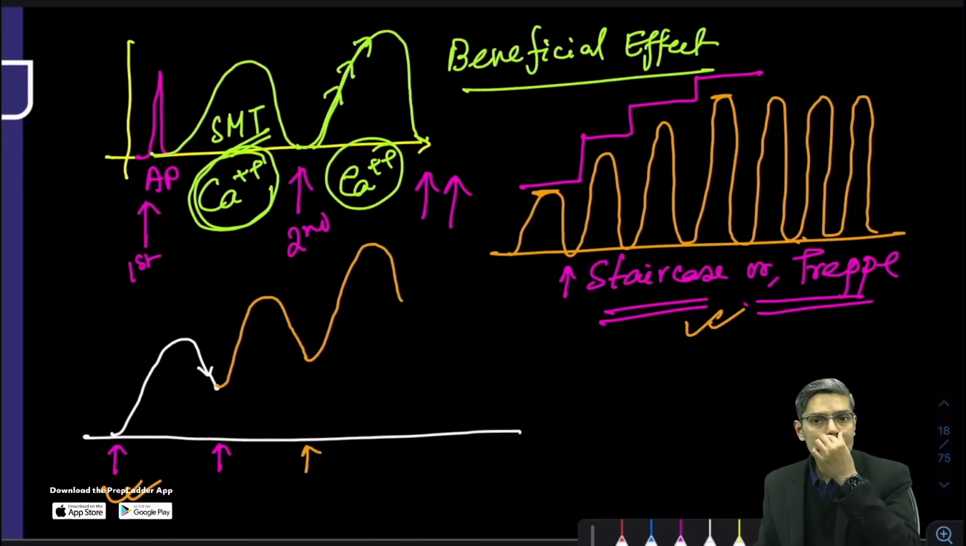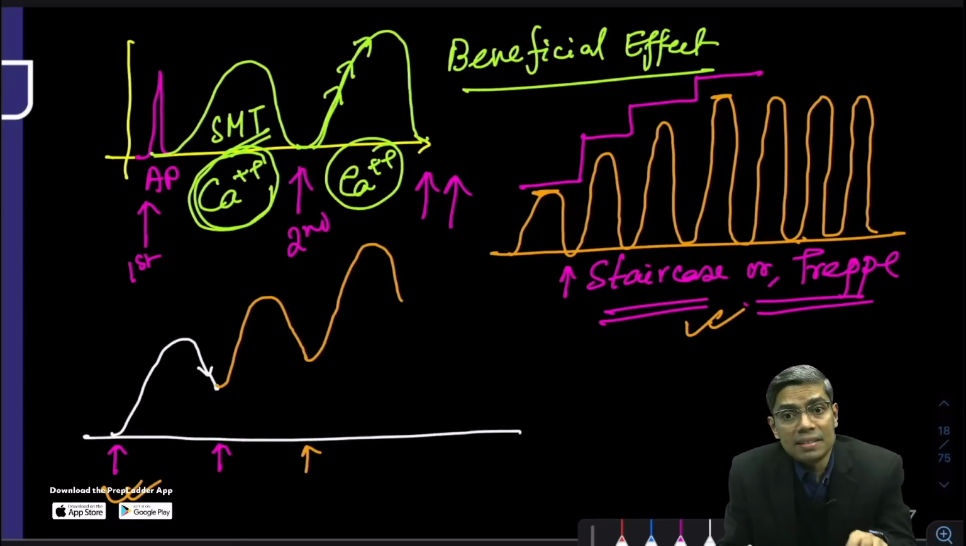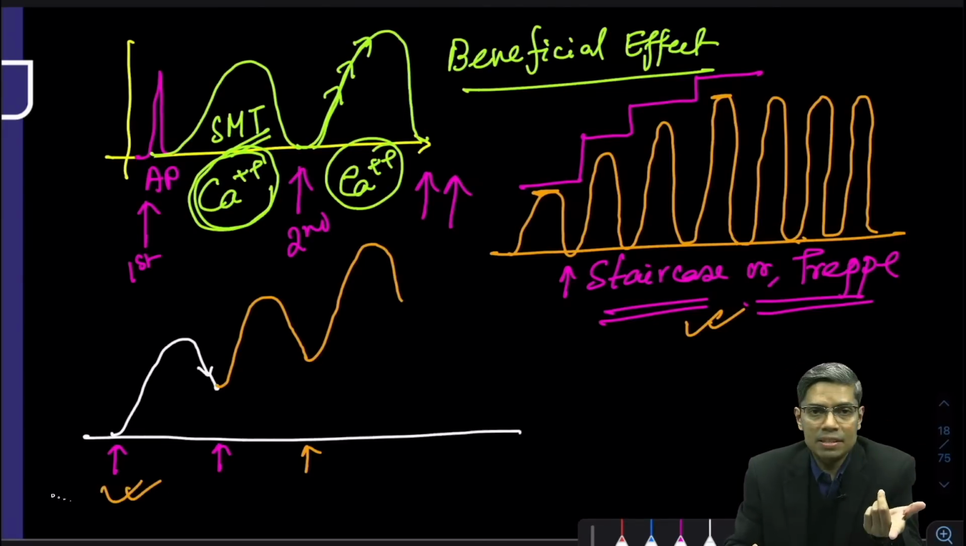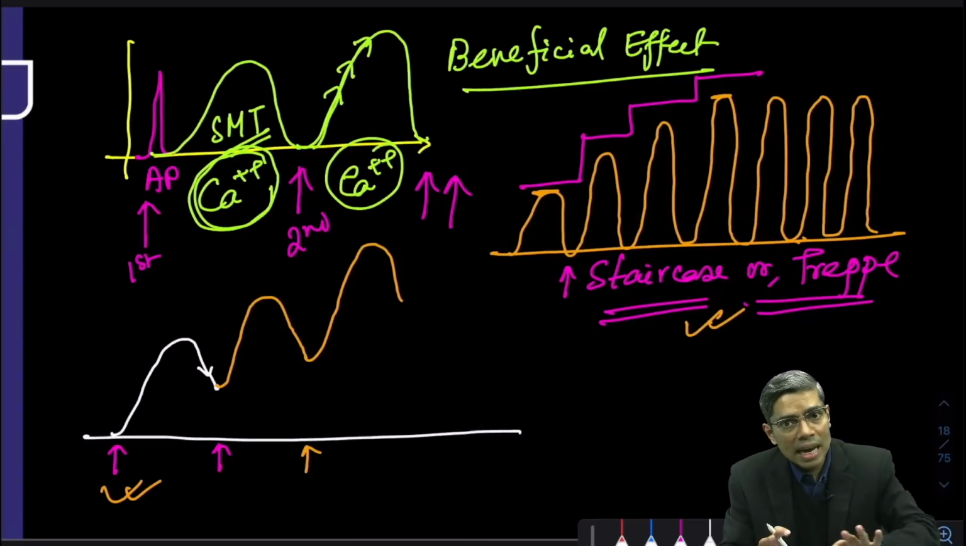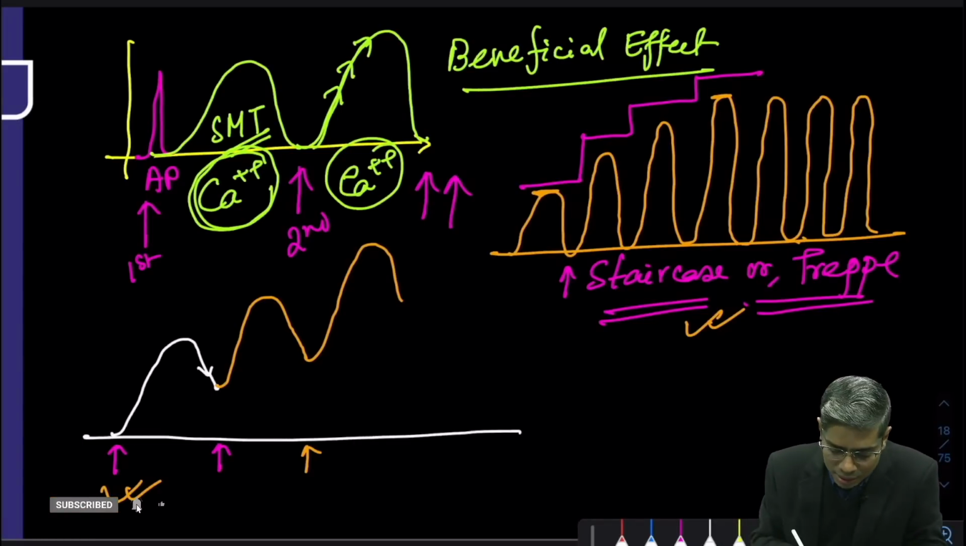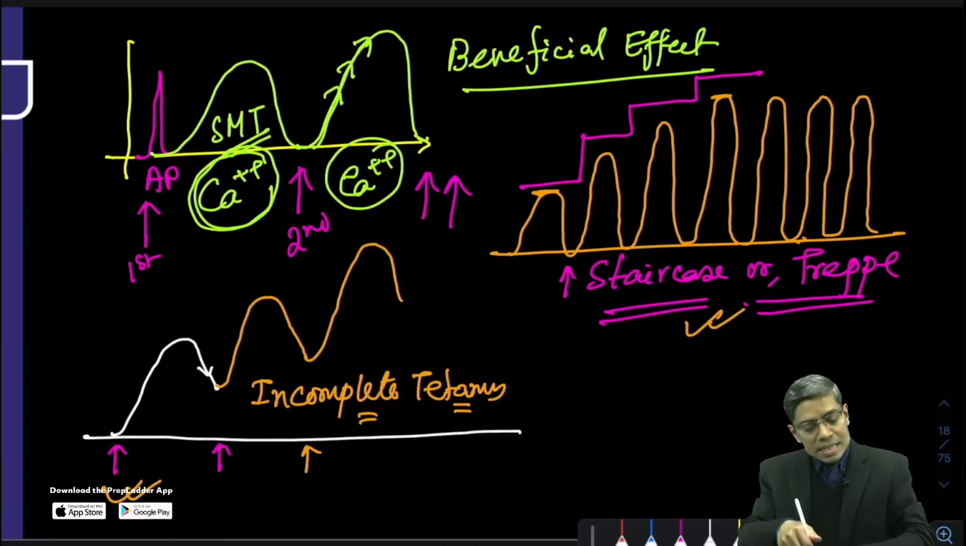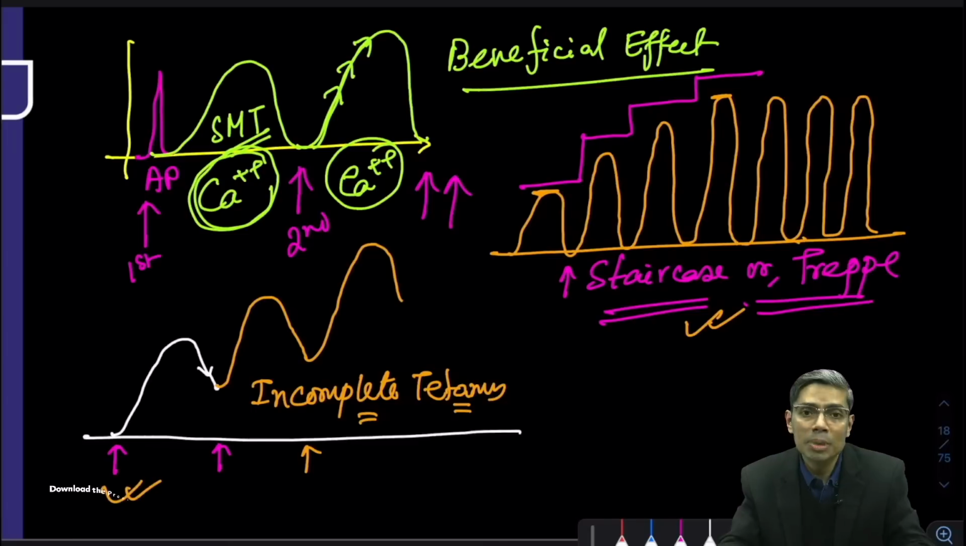The difference is that in staircase or Treppe, every contraction is getting fully relaxed, and then I am giving the next stimulus. But here I am not allowing the muscle to relax completely, incomplete relaxation. So this is known as incomplete tetanus generation. Tetanus means sustained contraction. Here there is sustained contraction, but there is partial relaxation in between. Getting my point? This is incomplete tetanus.